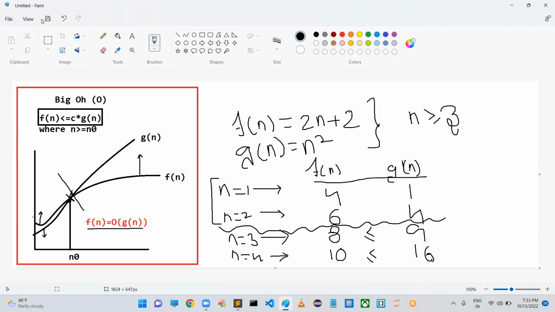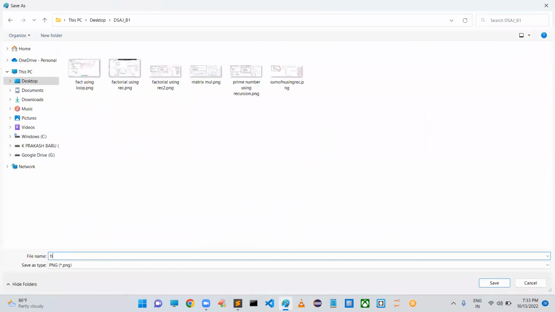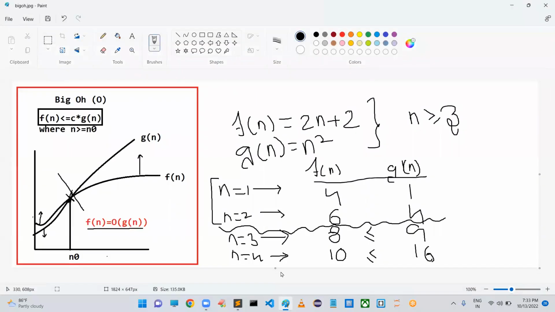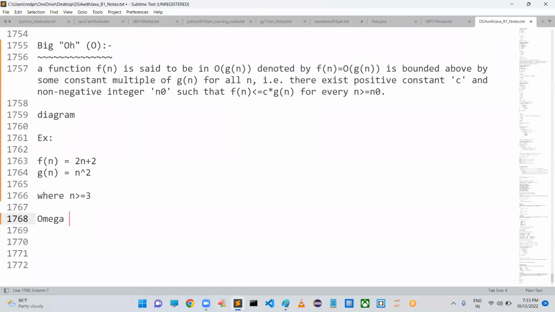So this is big O notation. Now I am going for the next notation, which is omega notation. Just for our understanding purpose, I will take a W. We can't represent it with W, but it is just for our convenience.